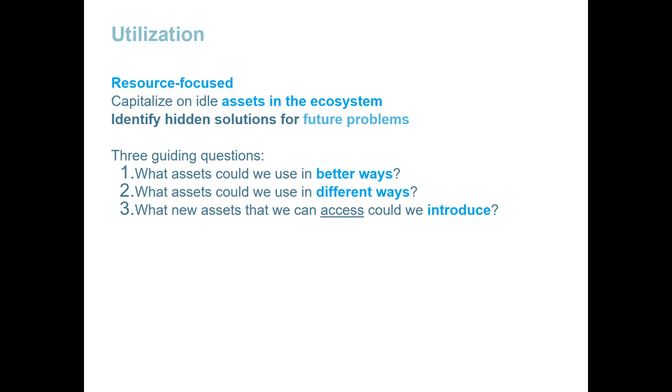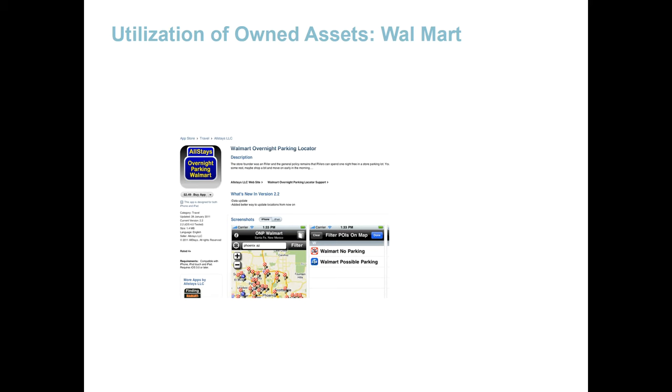Let me give you some examples. The first one is an example for utilization of owned assets. Walmart, the American retailer, has assets that it's not utilizing fully. And the assets that I'm talking about are parking lots. Every Walmart store has a big parking lot where people can park while they go shopping. Now, this only makes sense as long as the store is open. So assume that the store is open from 8 to 8, which means that overnight the store is closed and the parking lot is empty. So here's an asset that is not utilized fully. It is at most utilized 50% of the day, if that.